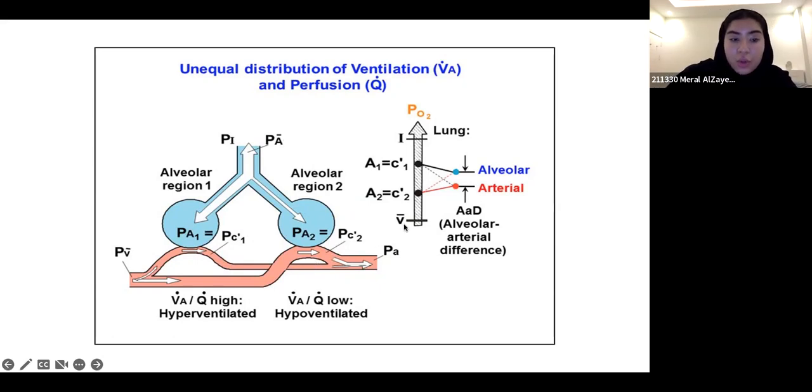If you look at the right diagram here, the alveolar region 1 will have a higher PO2. This is the PO2 scale, okay? We'll have a higher PO2 compared to the alveolar region 2. Okay, is that clear so far?